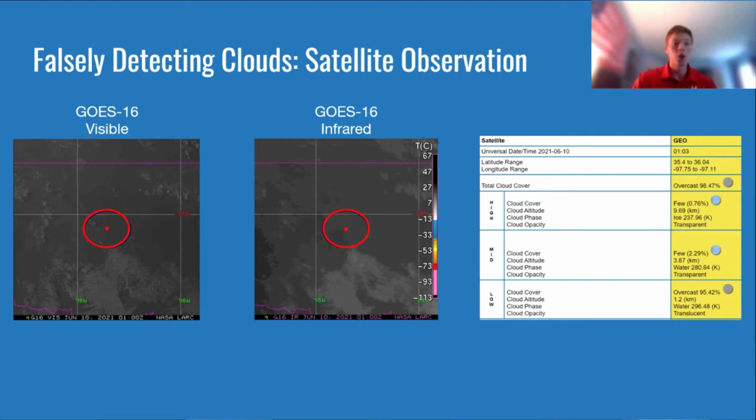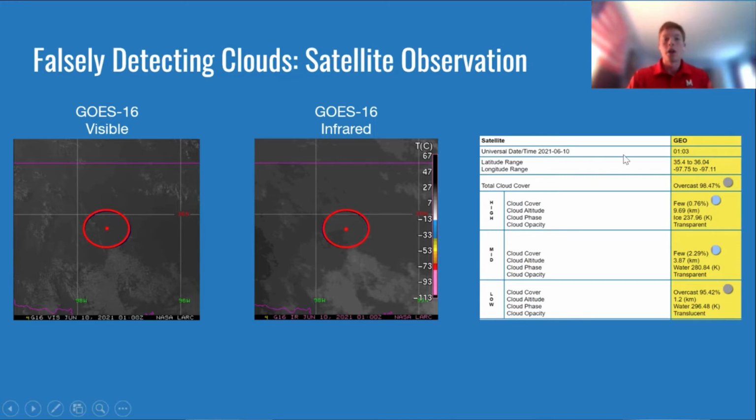And in the visible image, down here you can see sort of a cloud sheet south of them, as well as some scattered clouds north. But where they're at, there doesn't appear to be much of anything. And then the infrared image sort of backs that up. You can see scattered clouds here or there, but there definitely isn't a lot if they are present.